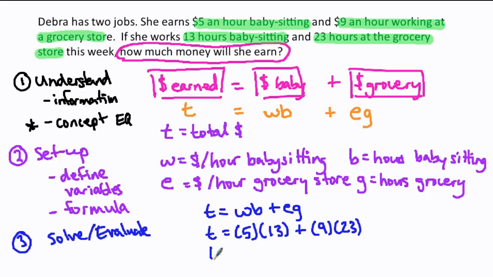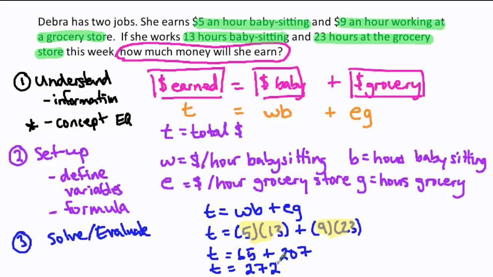So now I'm going to continue working this out using order of operations. Since I'm now an order of operations expert, all I'm going to do is combine this. I have a multiplication step here and here. I can do those both at the same time. So I end up with 5 times 13, which is 65, plus 9 times 23, which is 207. And now I'll just add those together. 65 plus 207 is 272.